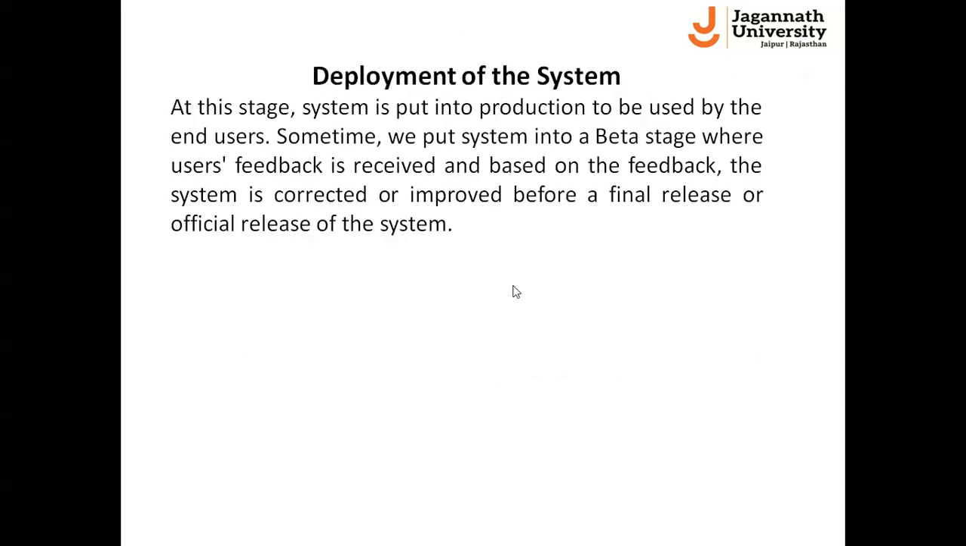Deployment of the system. At this stage, the system is put into production to be used by the end users. Sometimes we put the system into a beta stage where users' feedback is received, and based on the feedback, the system is corrected or improved before a final or official release of the system. So in the deployment phase, the designed software is implemented in the real time environment, where the end users can use the system and feedback will be received if there is a feedback method.